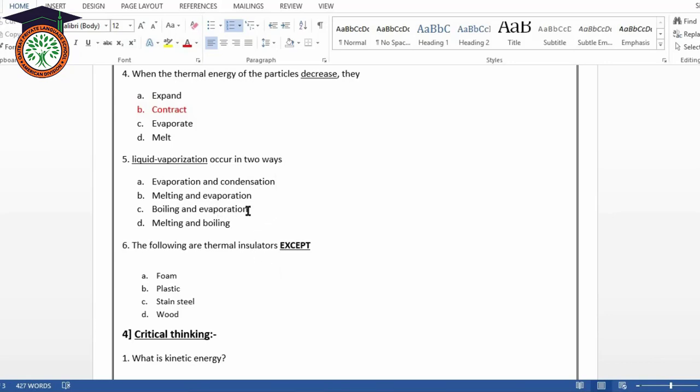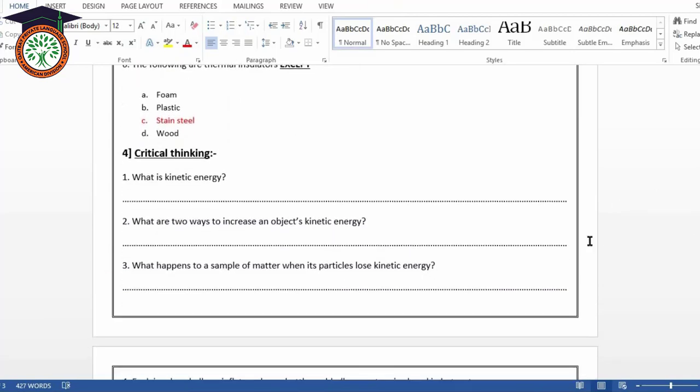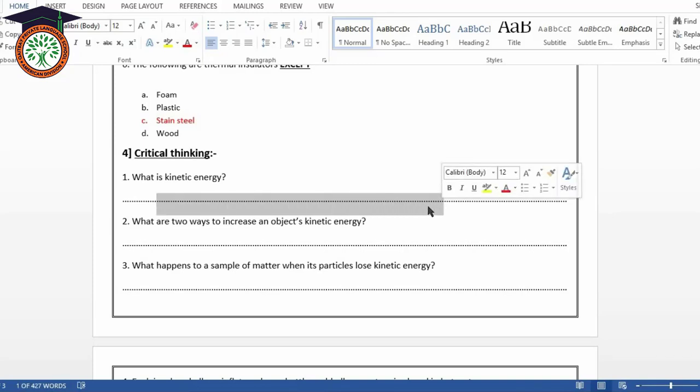Liquid vaporization occurs in 2 steps. Do you remember when we mentioned them? They must boil first, then evaporate. Super. So this will be the answer. Question 6. The following are thermal insulators except foam, plastic, stainless steel, and wood. We surely are going to pick stainless steel. Which kind of metal? So it's a conductor.